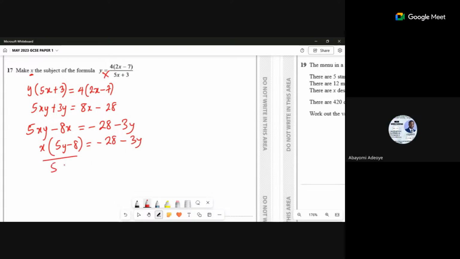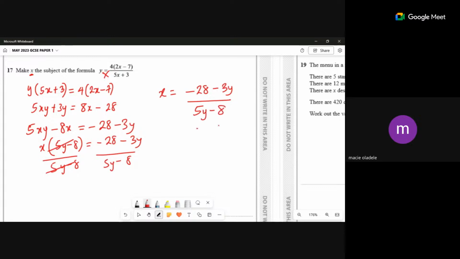So divide by 5y take 8. So x equals negative 28 minus 3y over 5y take 8.